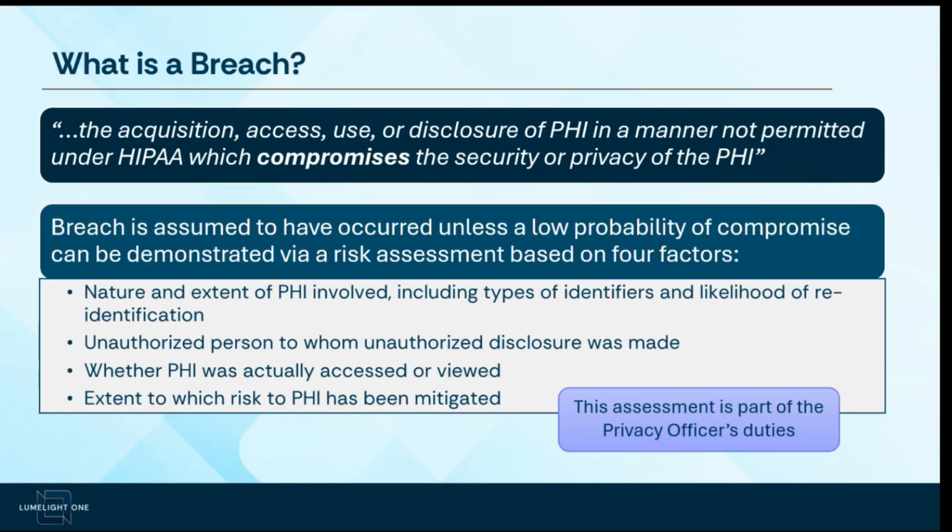Third, whether PHI was actually acquired or viewed. For example, if someone found a lost laptop, could it be determined that the data was actually accessed? And finally, the extent to which the risk has been mitigated. For example, whether the unauthorized recipient has given assurances that all copies of the PHI will be destroyed or will be returned without being further used or disclosed, and whether these assurances are verifiable and enforceable.